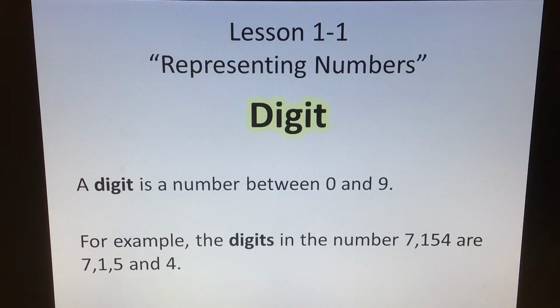One word to know is the word digit. A digit is a number between 0 and 9. For example, the digits in the number 7,154 are 7, 1, 5, and 4.